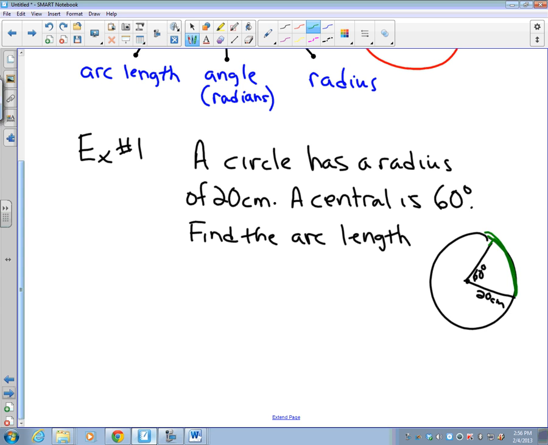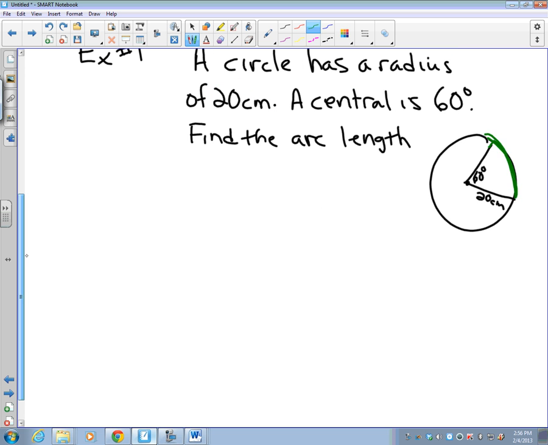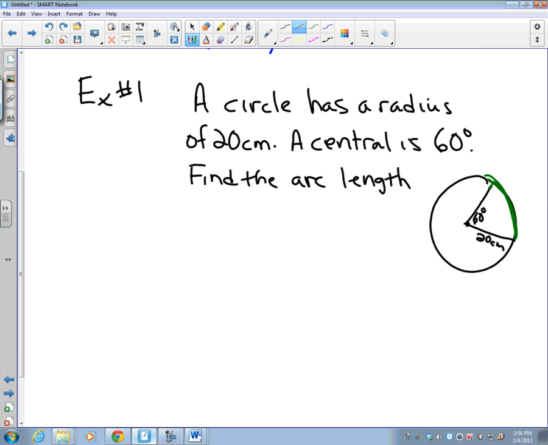Well, as soon as you see the words arc length in the question, especially in this assignment, you should know that you're going to be using this formula: S equals theta r. But you can't just write in 60 and 20, can you? What do you need to do first? Yeah, you need to convert it. Good. Theta must be in radians.